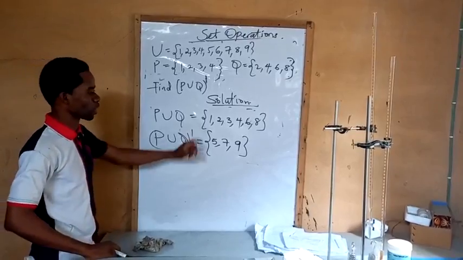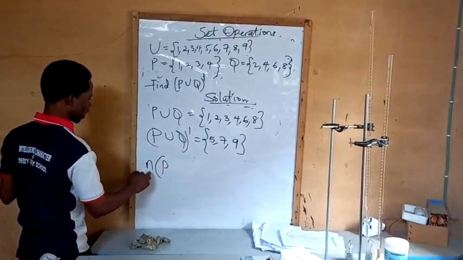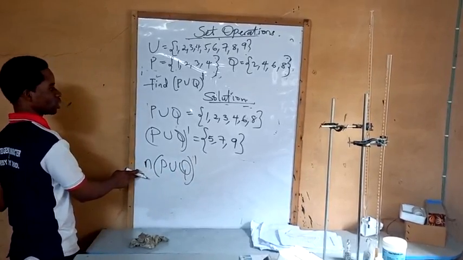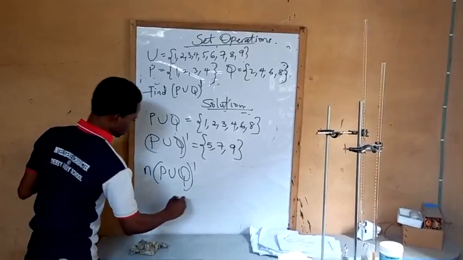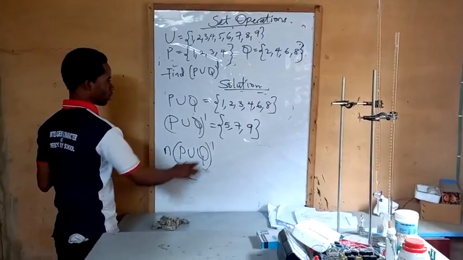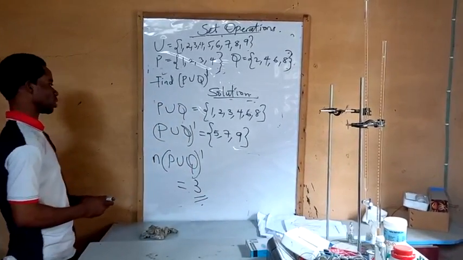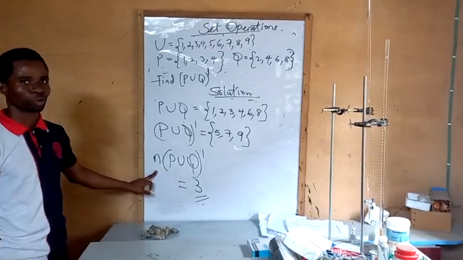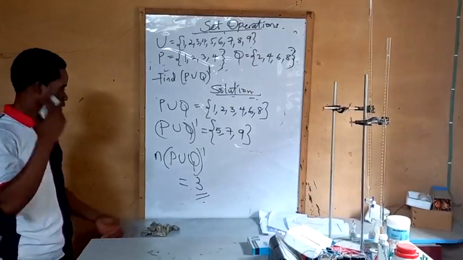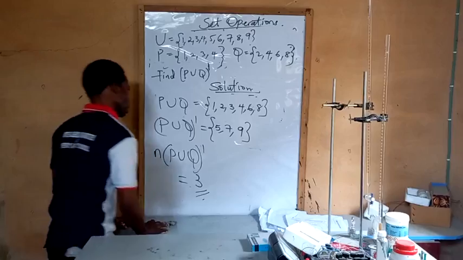That is P union Q prime. In case they ask you something like this, if they put n in front, what is the meaning of this? The meaning is that they are asking for the number of the elements. And how many elements do you have? 1, 2, 3. That means it's 3. In case they say find this, you put n in front of it. The meaning is the number of the elements.